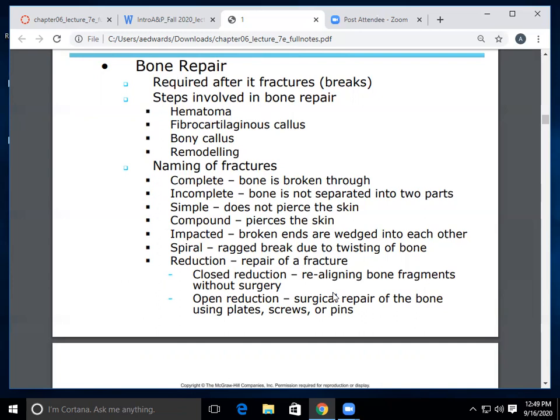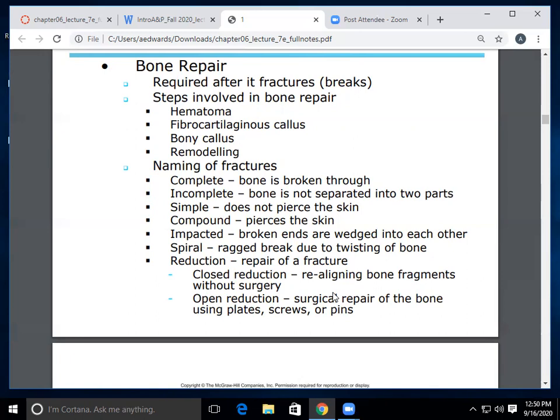So what are some of the different kinds of fractures? If you break the bone completely through, it's a complete fracture. And if the bone's not separated into two parts, it's incomplete. So if the bone pierces the skin, it's compound, and if it doesn't, it's simple. And if the ends of the bone get wedged back into each other, then it's considered impacted because they're kind of packed against each other.